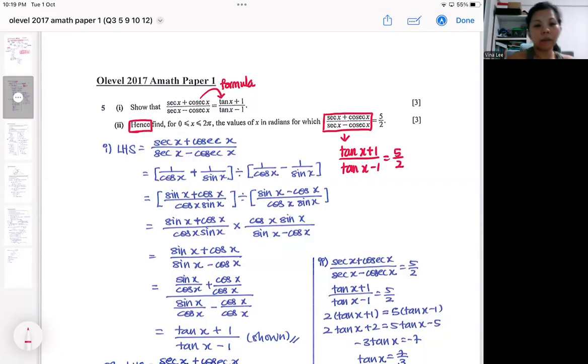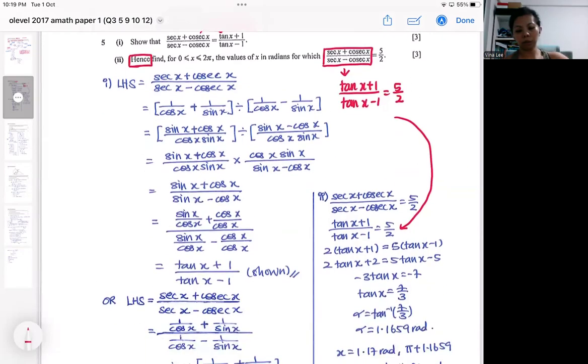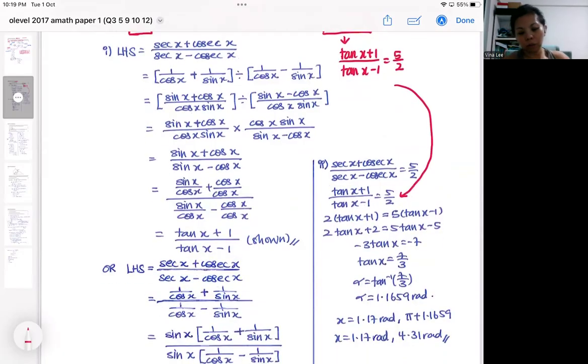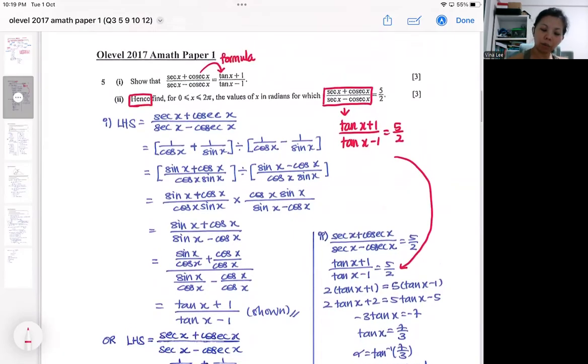So if let's say you are running out of time, you can actually earn the second part first by doing the solving. I think the solving is quite easy. It just needs you to cross multiply, then you will get a very nice simple tangent. Tangent is positive, and that is in the first and the third quadrant. So the solving is very easy. Okay, the proving is the issue.